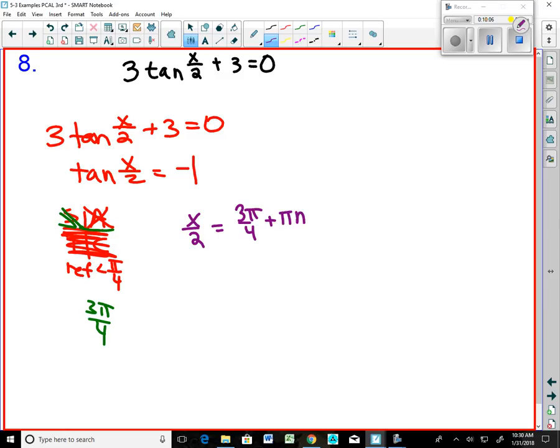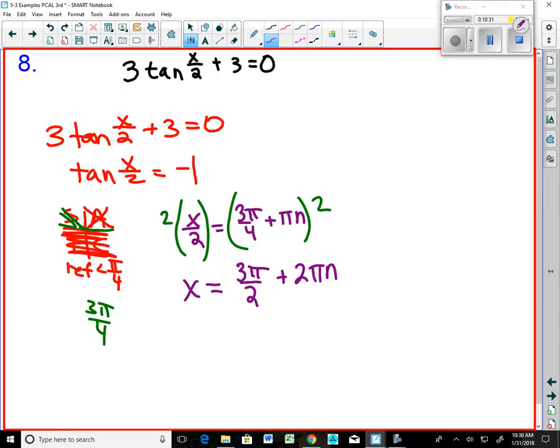And in this one, since it's a half angle, we have to multiply by 2 to get that alone. And then we get x equals, what will that first part be? 3 pi over 2. And then plus 2 pi n. So it's going to sweep it all the way, because tangent's period is just pi. And so we just go from 0 to pi for that one.